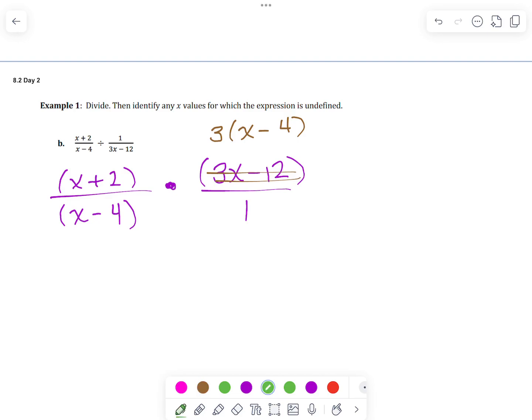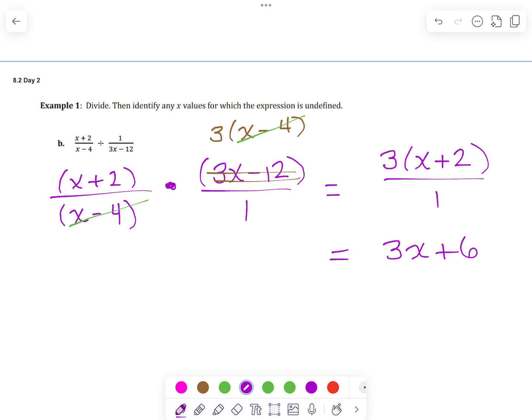So now we have a common factor of x minus 4 and x minus 4. We multiply across. We have a 3 and then x plus 2 over 1. And we're going to go ahead and multiply across in the numerator, so 3x plus 6 divided by 1 is still just 3x plus 6. This is our answer.